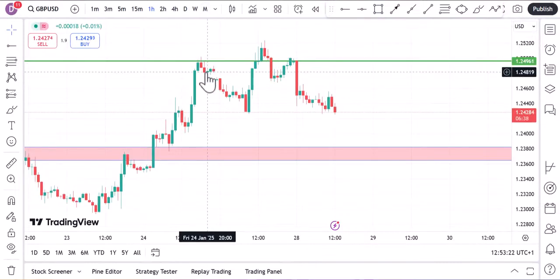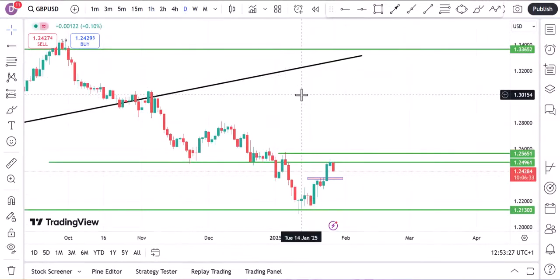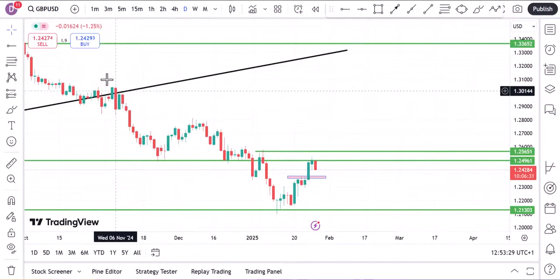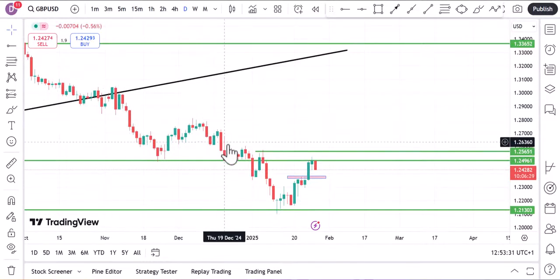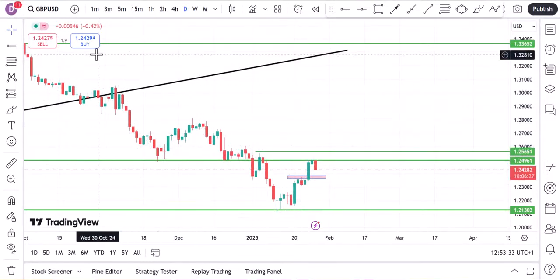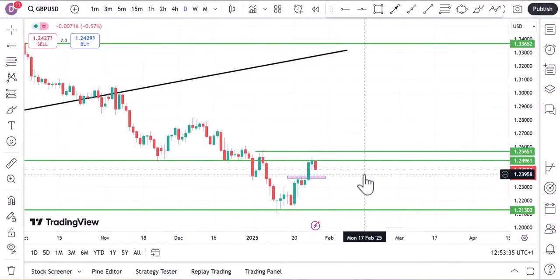Now let's look at another pair. GBP USD is the next pair. We'll start from daily time frame. On daily time frame, we can see that this market has been in a downtrend. But I told you guys, if you watch the weekly outlook, these lines, I've not removed them, they are still intact, to tell you that this analysis is accurate. We can't have 100% accuracy, but it's top notch.